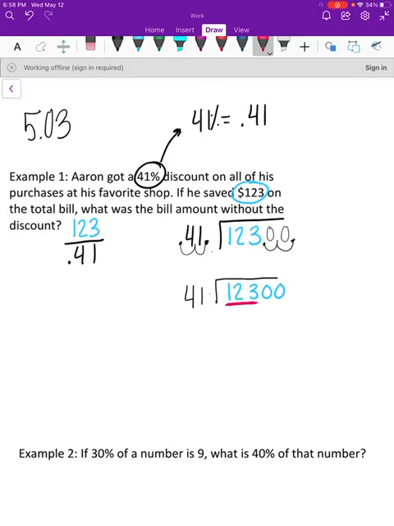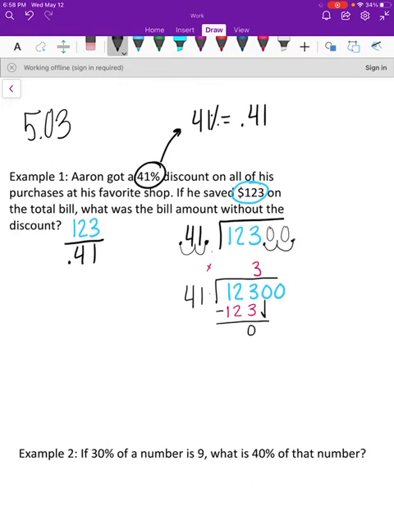And it goes into 123 3 times. Let's see, 40 times 2 is 80. 40 times 3 is 120. And so we can do 3 times. Then we're going to multiply. 3 times 41 is 123. We're going to subtract. 123 minus 123 is 0.